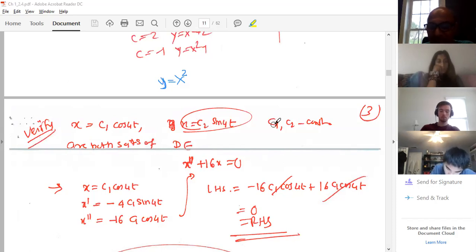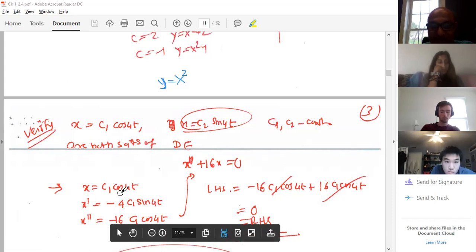Good. I want to verify this. This is a differential equation and these 2 are the solutions. Let me start with the first one. My x is c1 cosine 4t. I want the highest derivative 2, so let me go up to second derivatives. So x dash is -4 c1 sine 4t, x double dash is -16 c1 cosine 4t. Let me plug this value on my left side. Left hand side is x double dash plus 16x, and x is c1 cosine 4t. This will get cancelled out, equal to 0. Left hand side equal to right hand side. So this one is a solution.